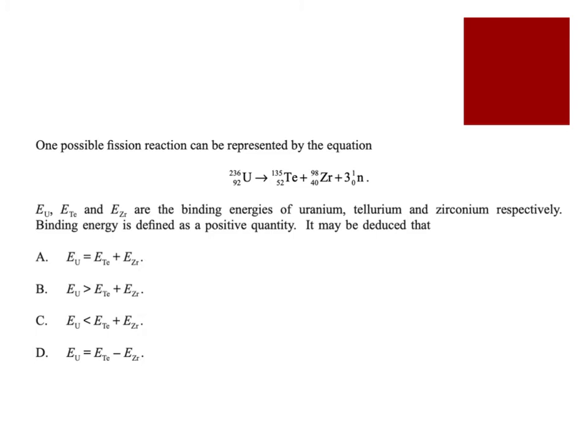Now one of the things, it's fission, so it's going to release energy. Another thing I want you to recall is that the products are going to be more stable, with binding energy per nucleon than the original parent nucleus. That means they're going to have a greater binding energy per nucleon than the initial nucleus. So what is the answer? C. The binding energies of tellurium and zirconium are going to be bigger than uranium.